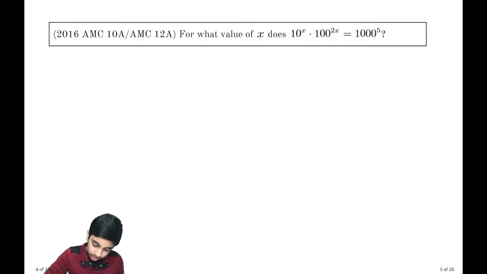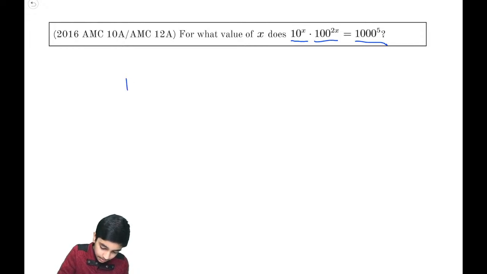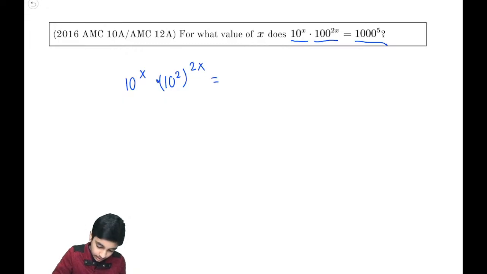For what value of x does 10 to the x times 100 to the 2x equal 1000 to the 5? So how can we do this? Well, we can rewrite everything in terms of powers of 10. So we get 10 to the power of x times 10 squared to the power of 2x equal to 1000 to the power of 5, which is 10 cubed to the power of 5.